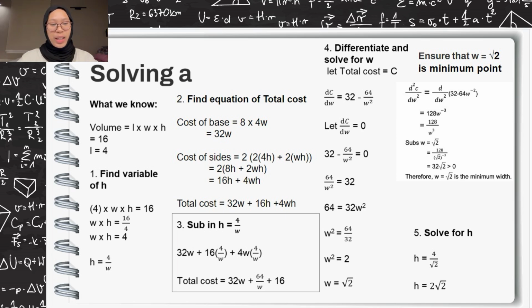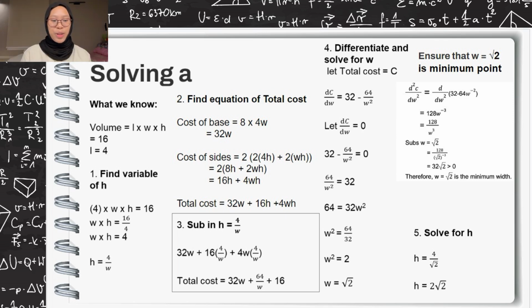For the second step, we need to find the equation of total cost. To do this, we need to separate the question into 2 parts to make the calculation easier: cost of base and cost of sides. To find cost of base, we need to times 8 with 4W because the base costs RM 8 per square meter. For cost of sides, we need to times 2 with 8H plus 2WH because the sides cost RM 2 per square meter. To find the total cost, we need to sum up the cost of base and cost of sides. The total cost equation is 32W plus 16H plus 4WH.